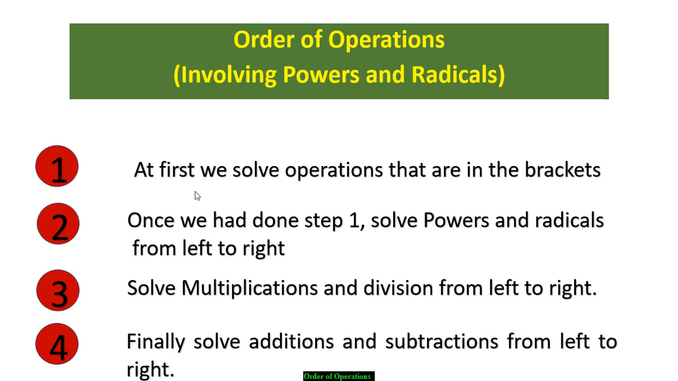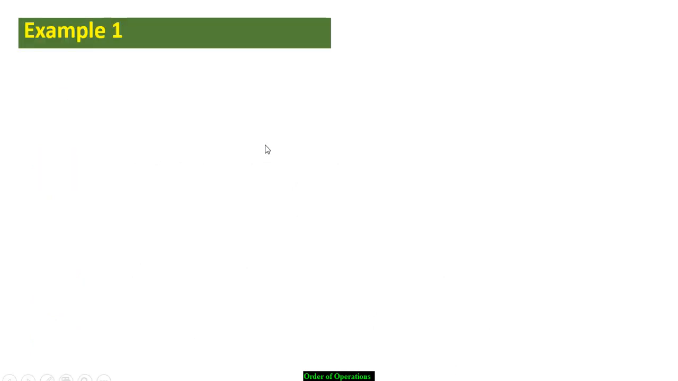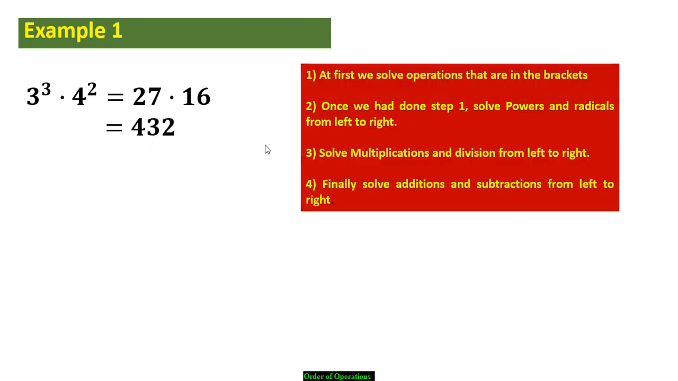So, we're going to see some examples for you to get involved in this kind of operations. Example 1, we have 3 to the power of 3, times 4 squared, and if you notice, we don't have brackets. At first we have to solve operations that are in brackets, but in this case we don't have brackets. So you have to go to step number 2.